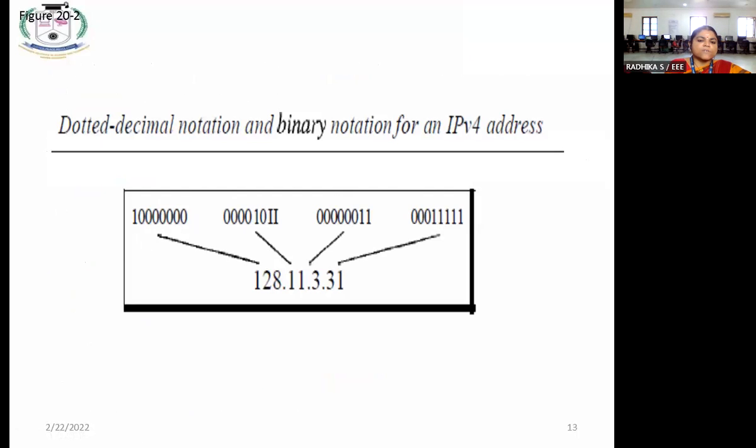Do you get this? And how do you get this? 1011. Here is 8, 9, 10, 11. And here 1, 1 is 3. All 5 ones: 2, 4, 8, 16 plus 1. Everything added gives you 31. Is this clear? Any doubt? Shall I proceed?